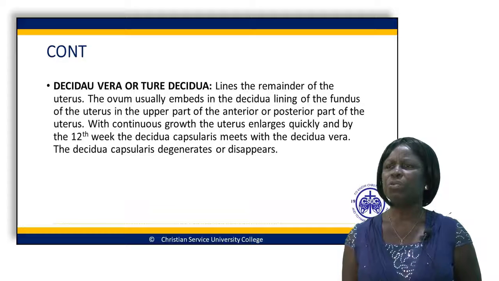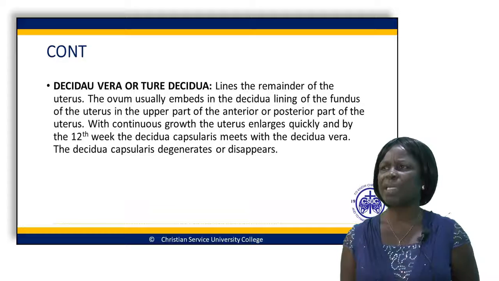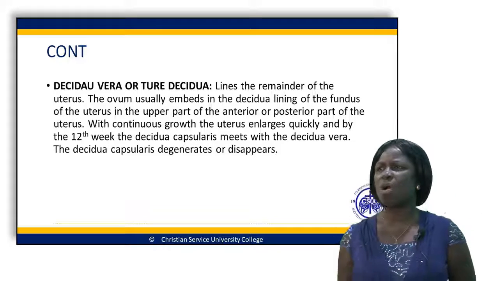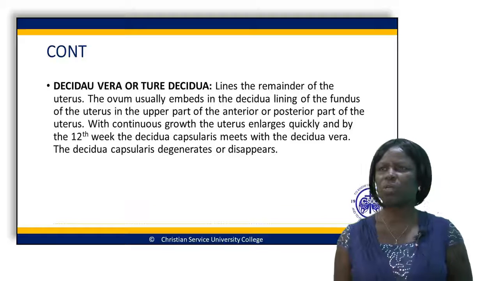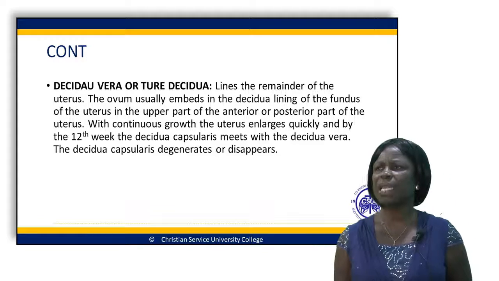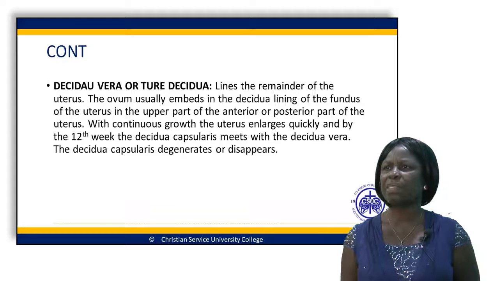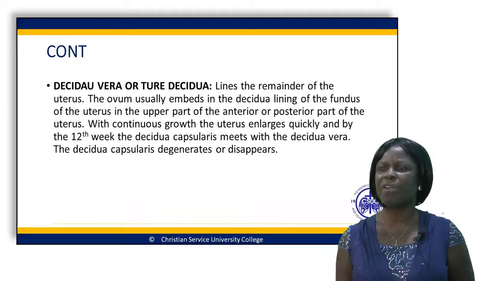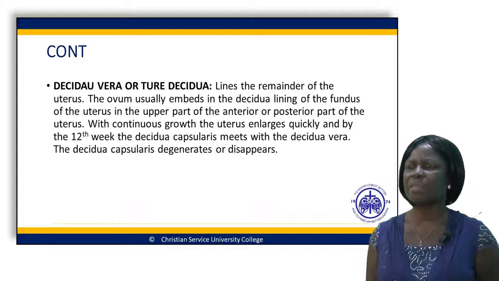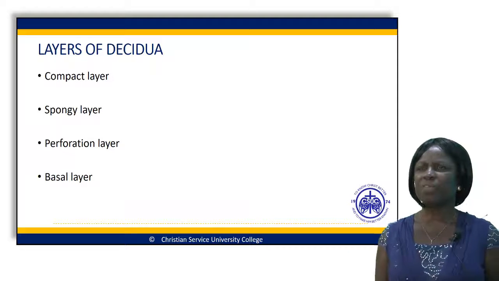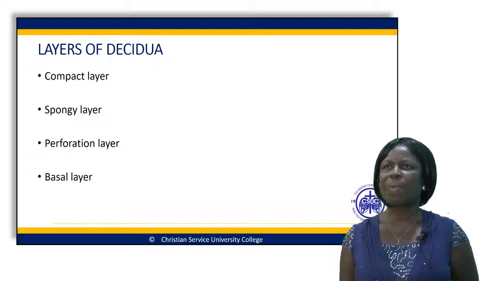The ovum usually embeds in the decidual lining of the fundus of the uterus, in the upper part of the anterior or posterior part of the uterus. With continuous growth, the uterus enlarges quickly, and by the 12th week, the decidua capsularis meets with the decidua vera. The decidua capsularis degenerates or disappears. Layers of decidua: compact layer, spongy layer, perforation layer, basal layer.